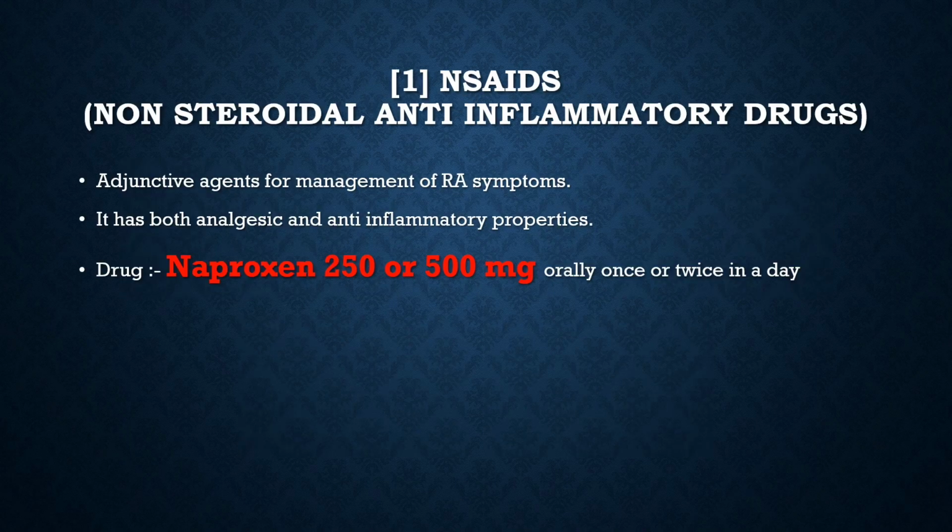The first one is the NSAID, non-steroidal anti-inflammatory drugs. NSAID is the adjunctive agent for the management of rheumatoid symptoms. These are not disease modifying drugs, but only manage the symptoms of rheumatoid arthritis. They have both analgesic and anti-inflammatory properties. The drug which is most commonly used is naproxen. The dose is 250 to 500 mg once or twice a day.